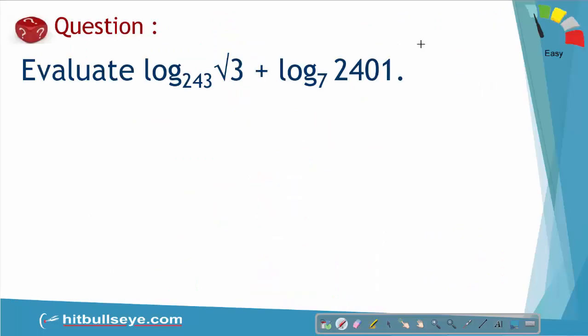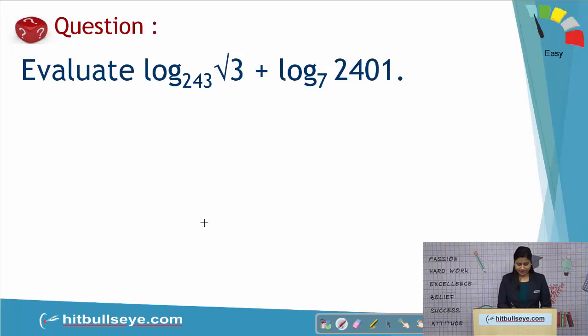Now let us move to the next question. It says evaluate log root 3 with base 243 plus log 2401 with base 7. First of all, let us take the easier expression, that is this.